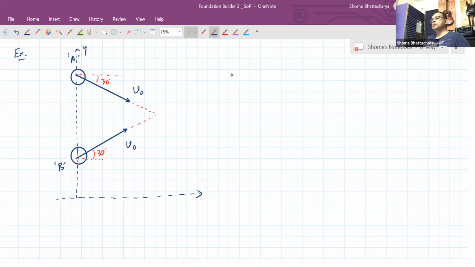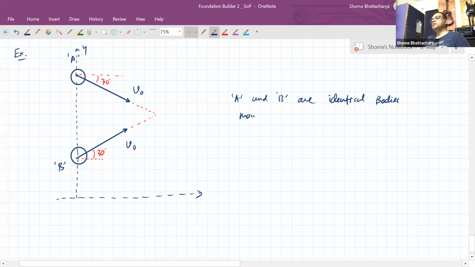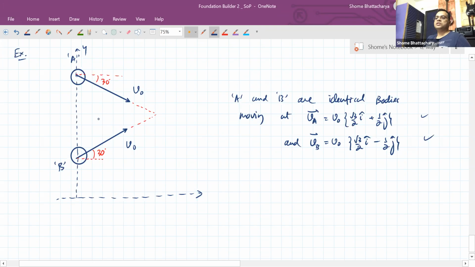A and B are identical bodies moving at these kind of velocities. So you can see this one will be root 3 by 2 i cap plus 1 by 2 j cap as a unit vector, and this one will be root 3 by 2 i cap minus 1 by 2 j cap. This unit vector information is giving you the same thing that the diagram is showing you. So they are moving at these velocities on a smooth horizontal plane, which we have drawn as our xy plane. That means the initial speed is the same.